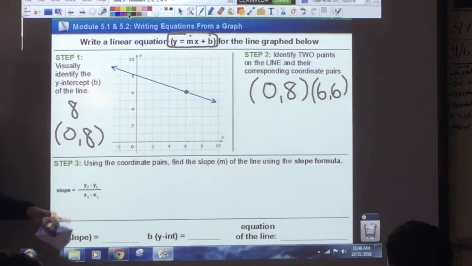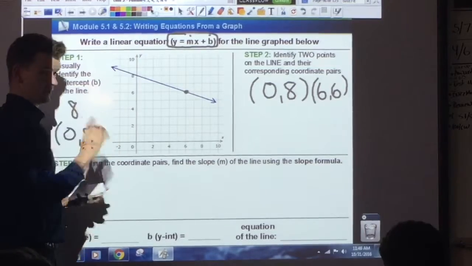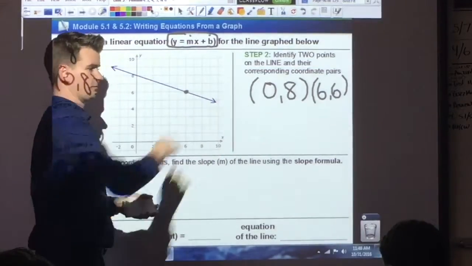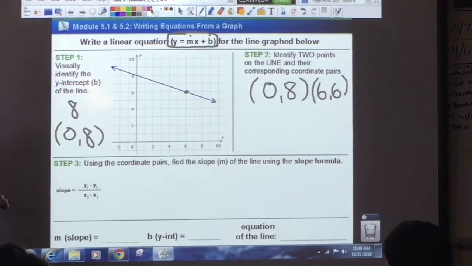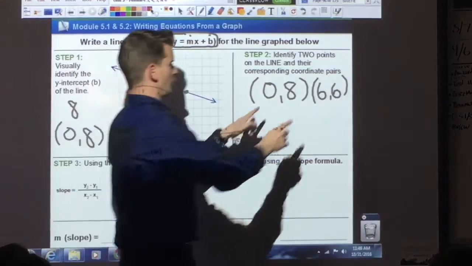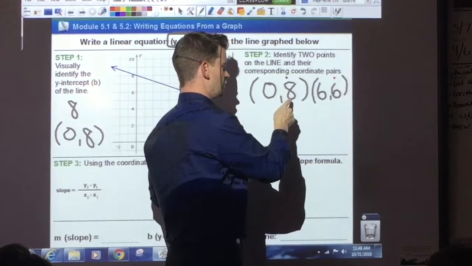All right, and we're trying to find the slope. By now, we should all know how to use this one: y2 minus y1 over x2 minus x1. Looking at this, I have two coordinate pairs. Which one of these four numbers here is my y2? What are your two y values? 8 and 6. Although either one of these could be y2, it doesn't really matter which one you make y2. It's easier if you make the larger one y2.